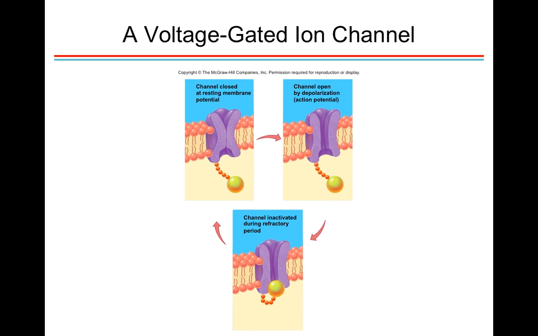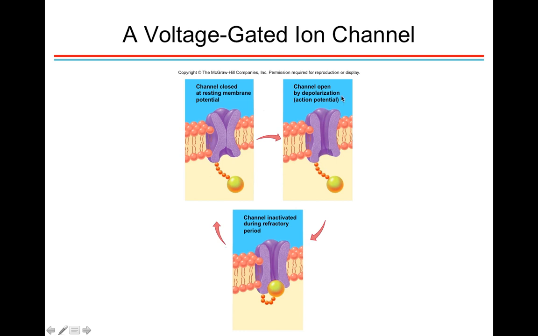Let's say there's an action potential that's going to depolarize the cell by making it go to a more positive membrane potential. It won't be resting anymore, but a more positive membrane potential. That would be called the depolarization event. That would trigger the opening of a voltage-gated ion channel, and then ions could go through.